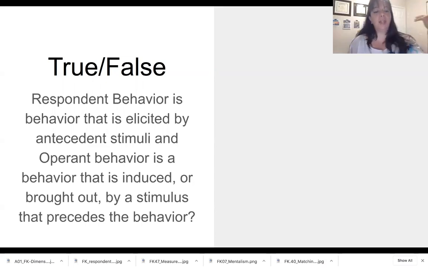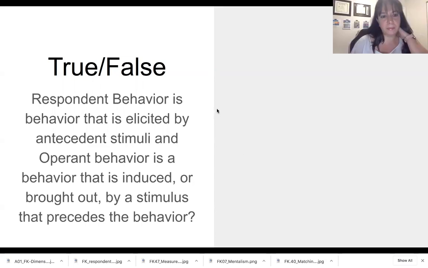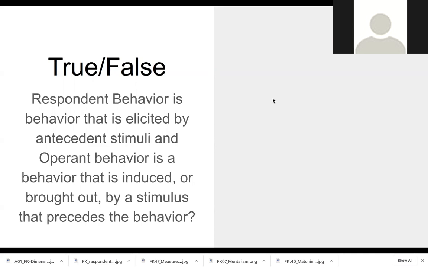Okay, first, before I give the answer, why are you guys saying true? I just want to know. Does anybody want to give a reason? Respondent is elicited. Correct. And antecedent stimuli. Those are the two words. Correct. Operant is induced, which is another word for evoked. And the stimulus precedes the behavior.